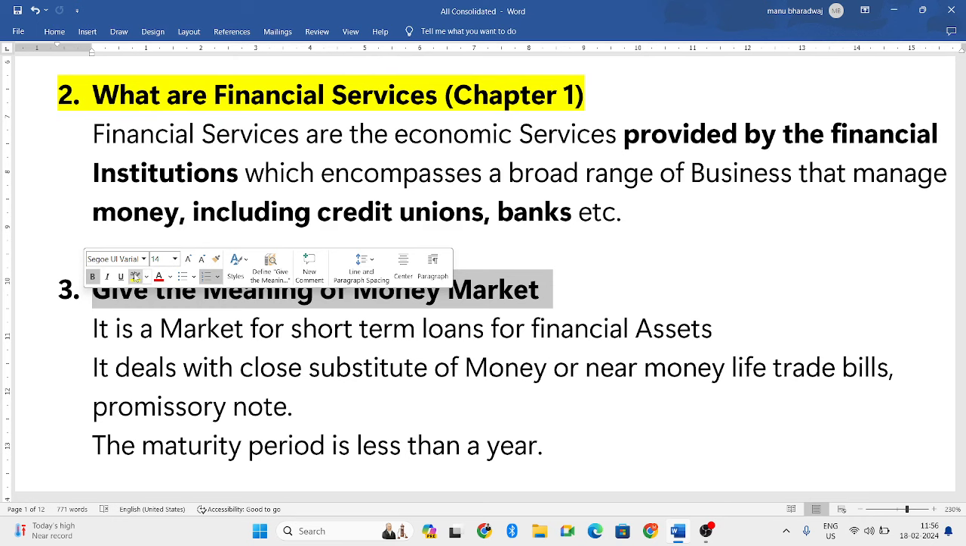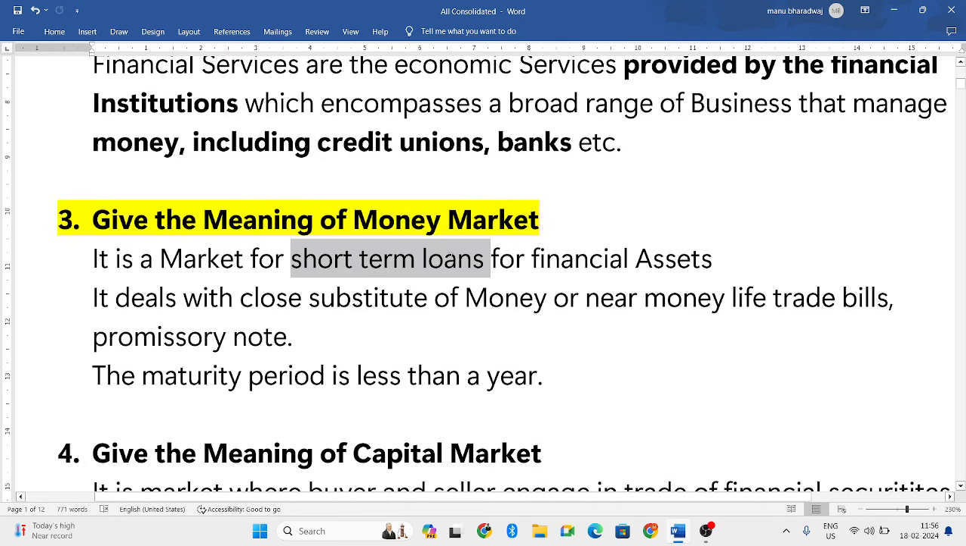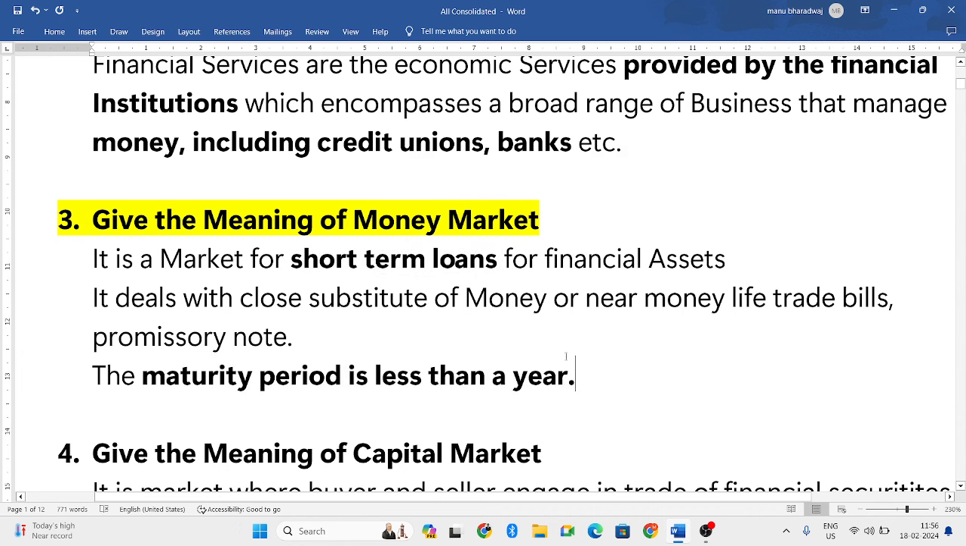Next, give the meaning of money market. Money market is a market for short-term loans. The maturity period is less than a year. So money market is for short-term borrowings.